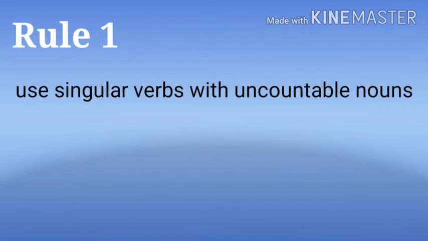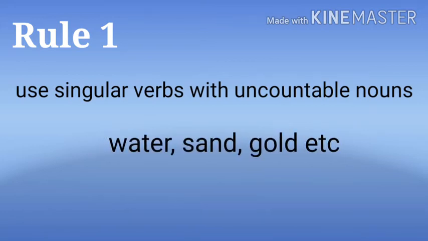Rule 1. We use singular verbs with uncountable nouns. I hope that you guys remember what you mean by countable and uncountable noun. Countable noun means those things that we can count. And uncountable nouns means we cannot count them. For example, water, sand, gold, etc. So our rule says use singular verbs with uncountable nouns.